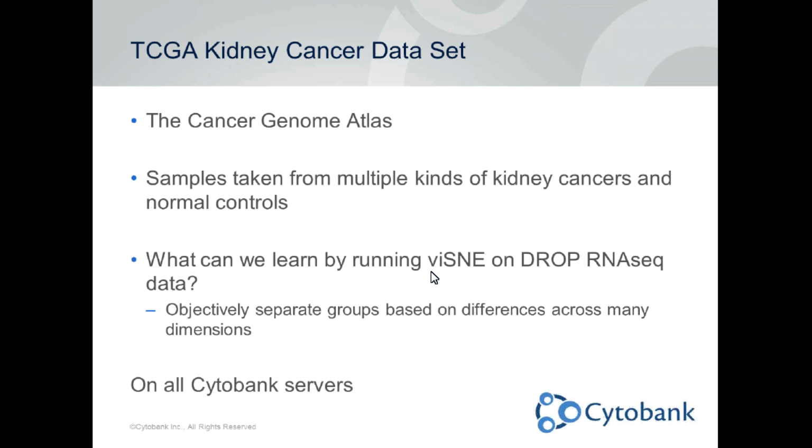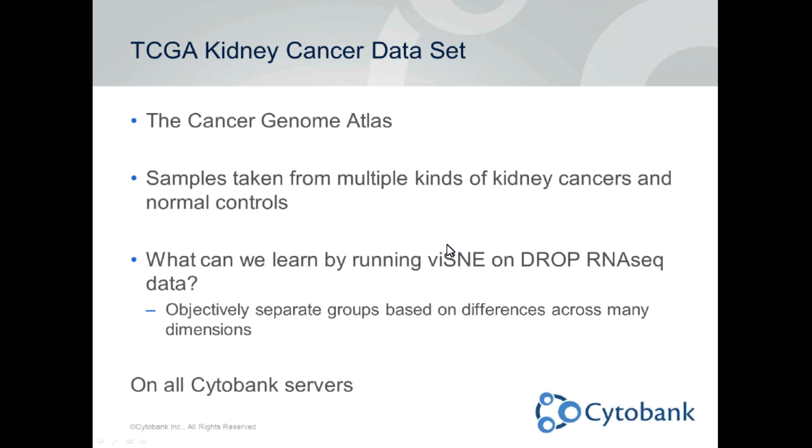So the first data set that I'll be talking about is, like I mentioned, it comes from the Cancer Genome Atlas. It's a large database online of many kinds of samples from many kinds of cancers. We've taken ones just from kidney cancers, and we are basically taking a look at, I think it's 5 or 6 different kinds, plus some normal controls.